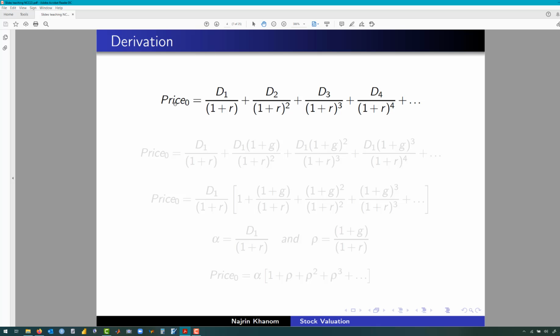Anyway, this is the formula for a dividend discount model. We have all the future dividends from 1 year from now, or the next dividend.